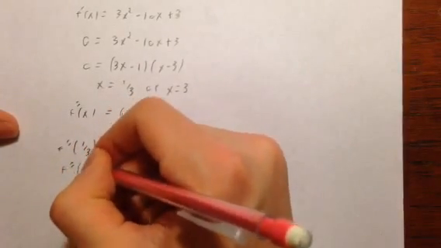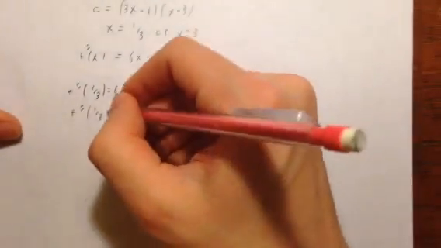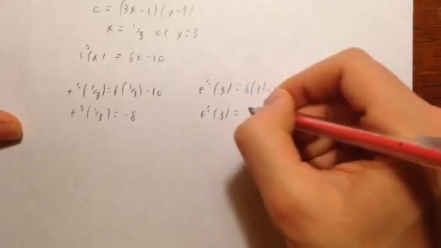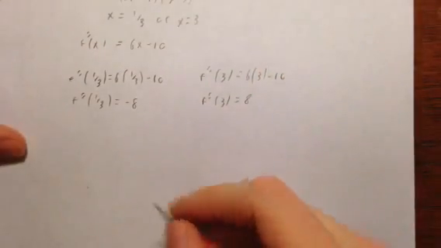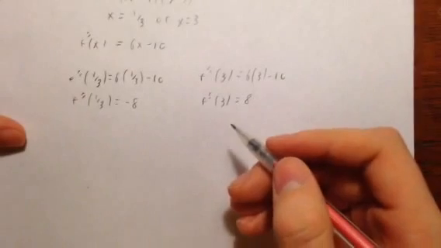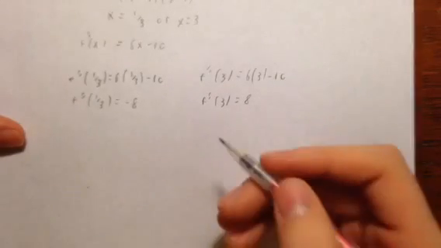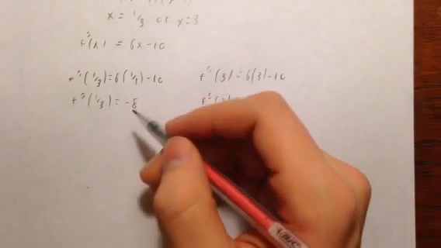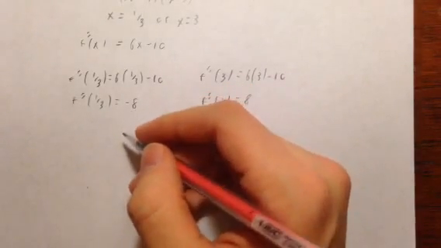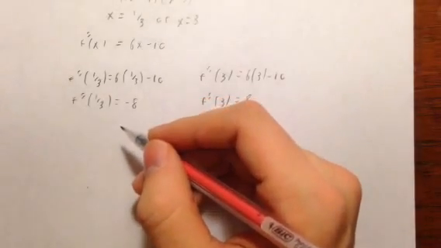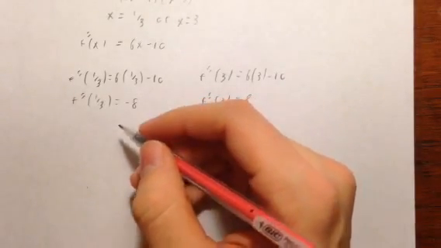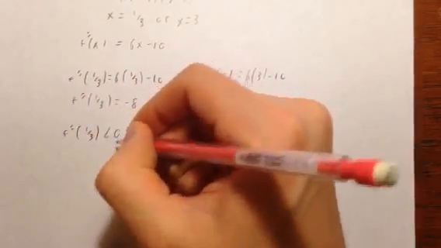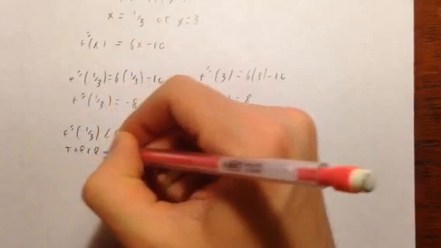So f double prime of 1/3 is just going to be negative 8, and f double prime of 3 is going to be positive 8. So now that we know which one's negative, which one's positive, we can say which one's the local minimum and which one's the local maximum. So since f double prime of 1/3 is negative, we can say that that negative 8 is going to be the local maximum.